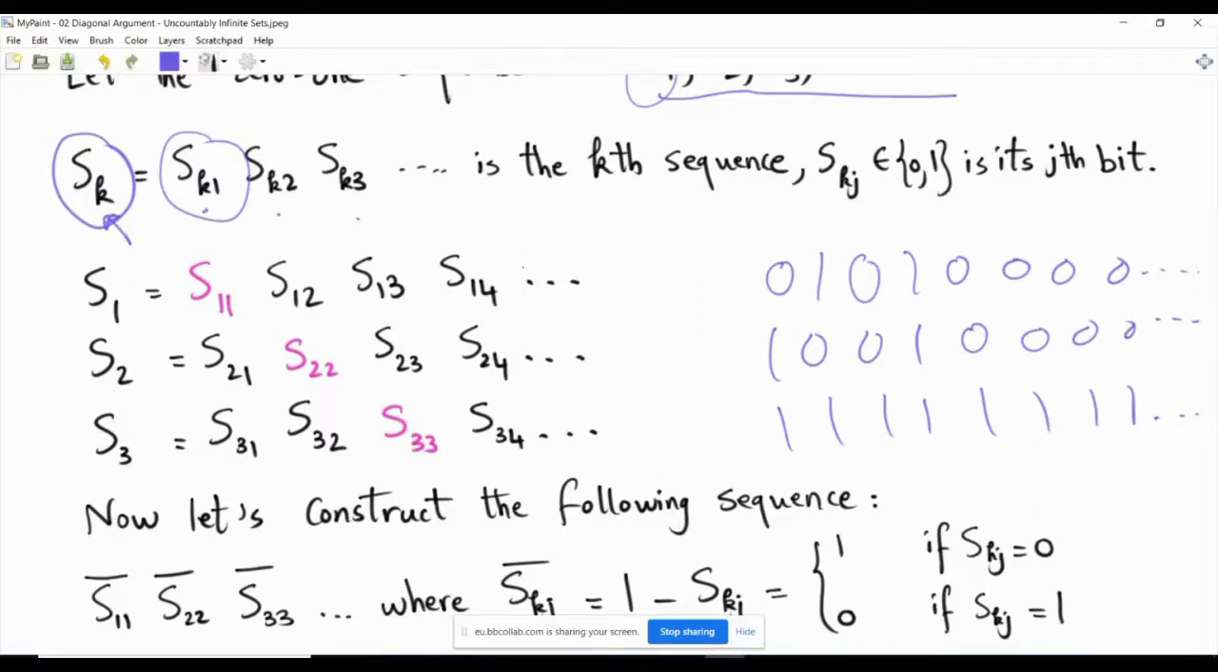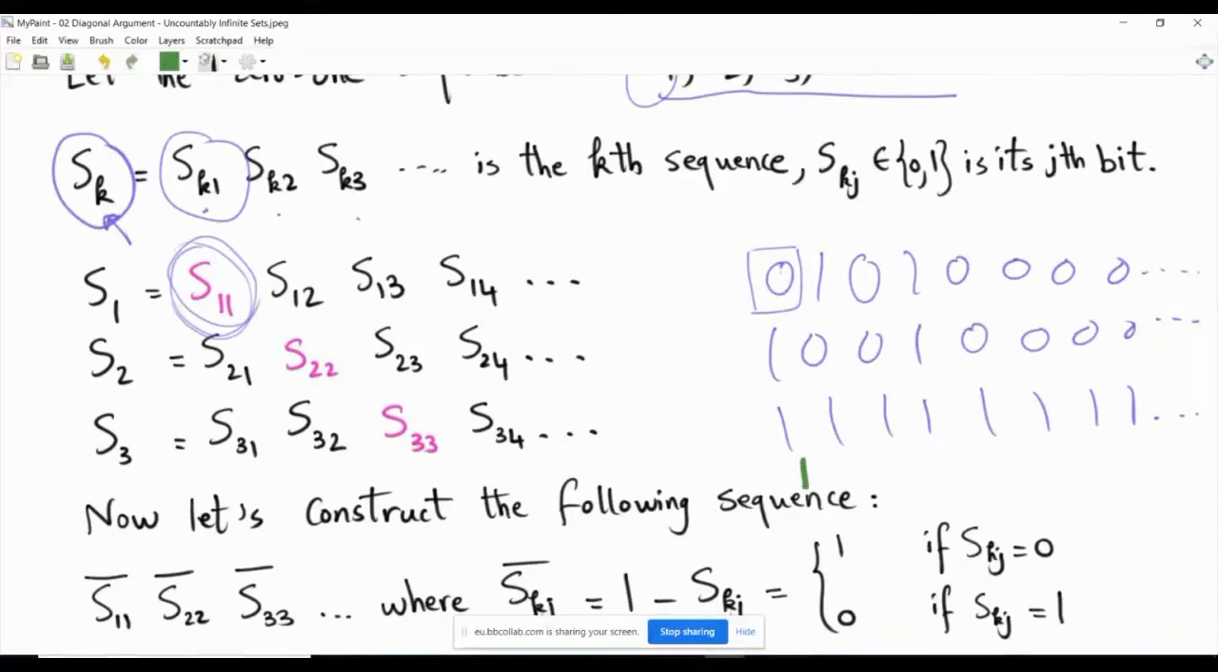Here is the way of construction. We will construct a new sequence by doing the following procedure. We will go to the first sequence. It has something in the first position. Its first bit is something; here it is 0. So you take the complement: if it's 0, you put 1. My new sequence, I will put it in green. I will take 1. So if here is a 0, I put 1.